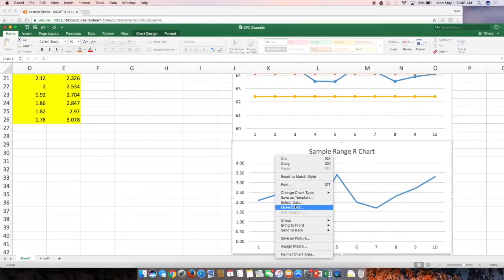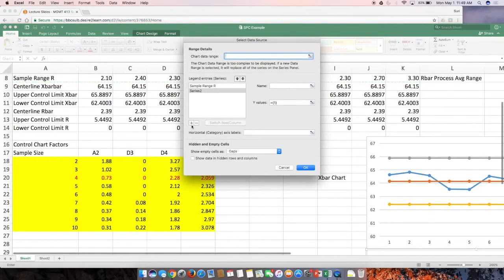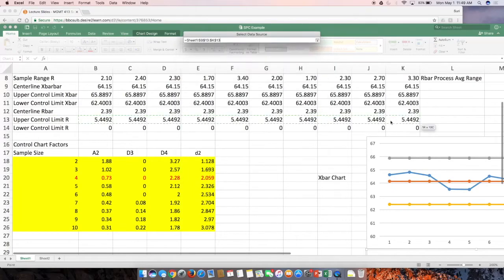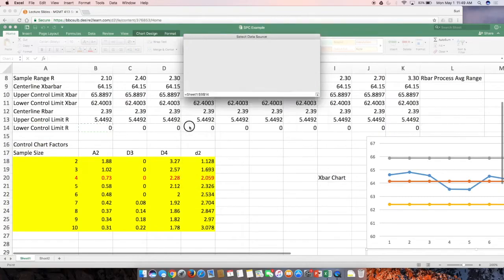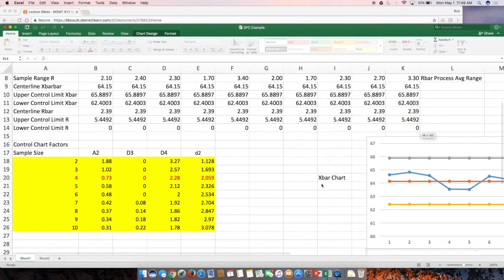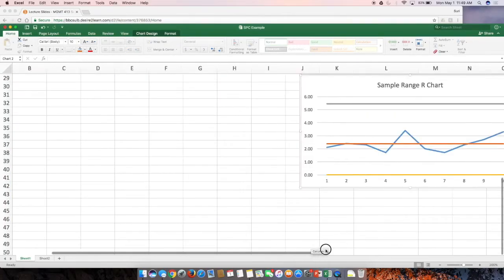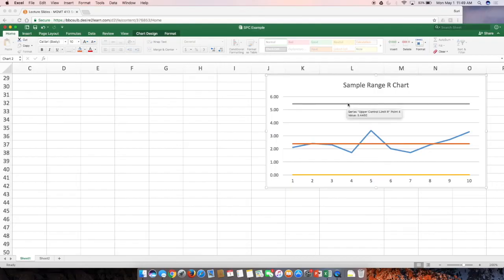Right click, and then select data, and I'm going to add the center line. And then I'm going to add the upper limit. Then I'm going to add the lower limit. And you come down here, and so same deal. Everybody see? This is the upper limit, this is the lower limit, and this is your center line.